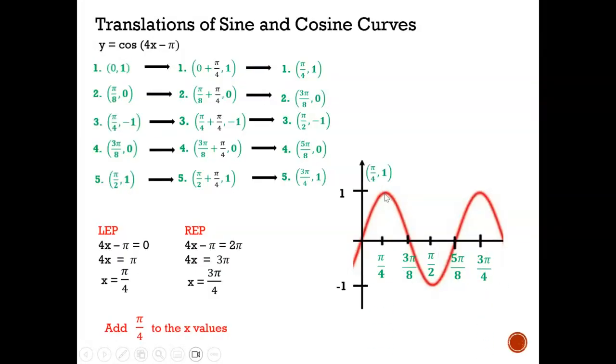So that's my first point, pi over 4, 1, which is here. And then 3 pi over 8, 0. And then pi over 2, negative 1. And then 5 pi over 8, 0. And finally, 3 pi over 4, 1. You see the graph shifted pi over 4 units to the right. So the graph, guys, is from here to here. Okay, that's how you graph the translation of a sine or a cosine.